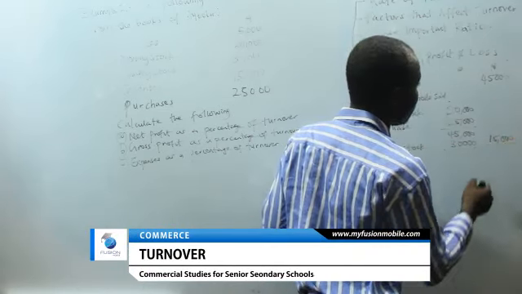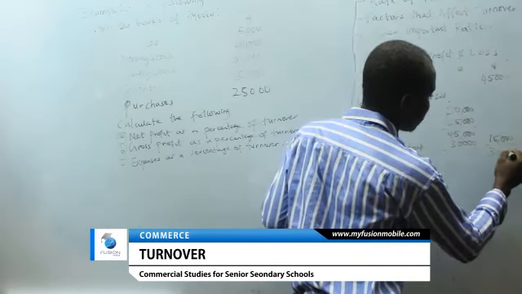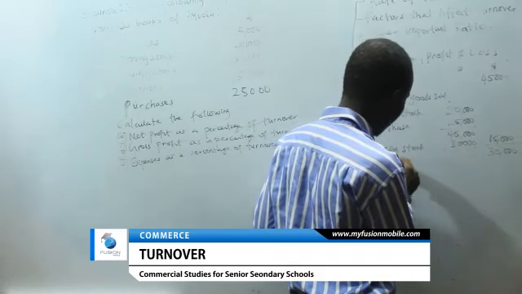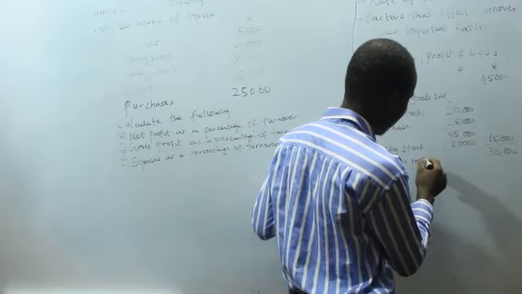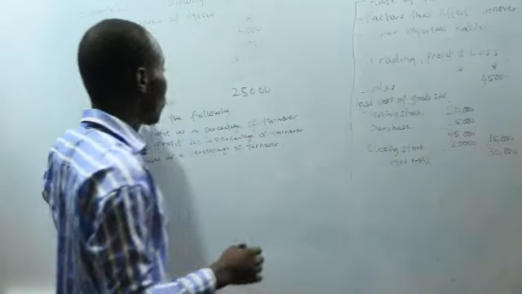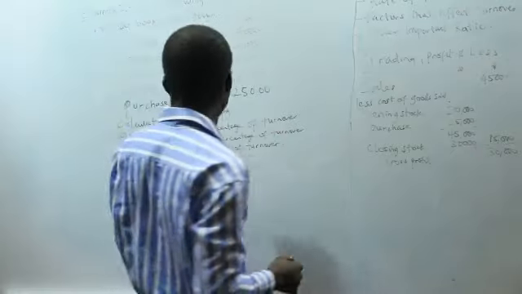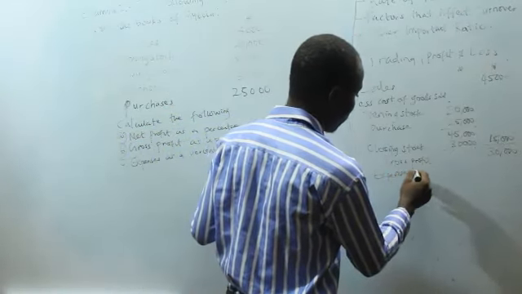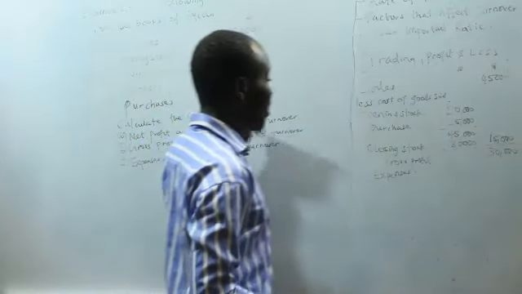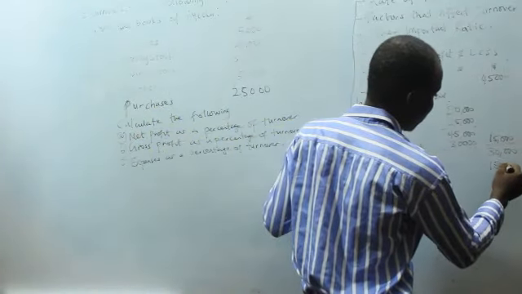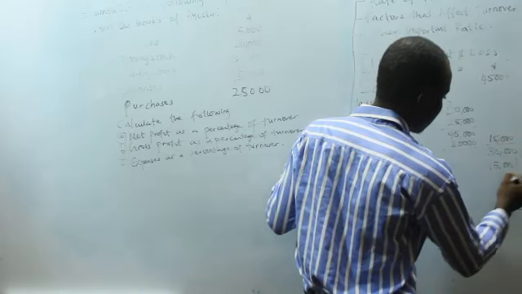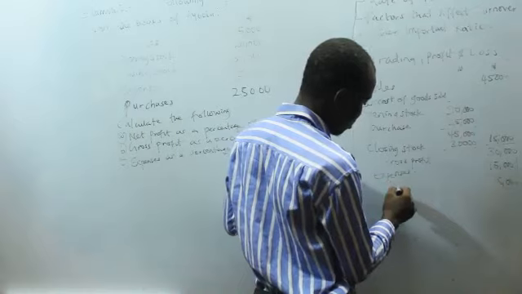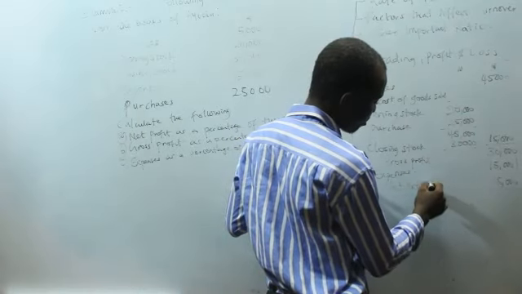So we have 30,000 naira, which is the difference between the sales and the cost of goods sold. This is the gross profit. Now we have expenses. To calculate our net profit, we have to deduct expenses from the gross profit. Expenses are actually 15,000 naira. So we deduct the 15,000 naira expenses, and that gives us 15,000 naira as the net profit.